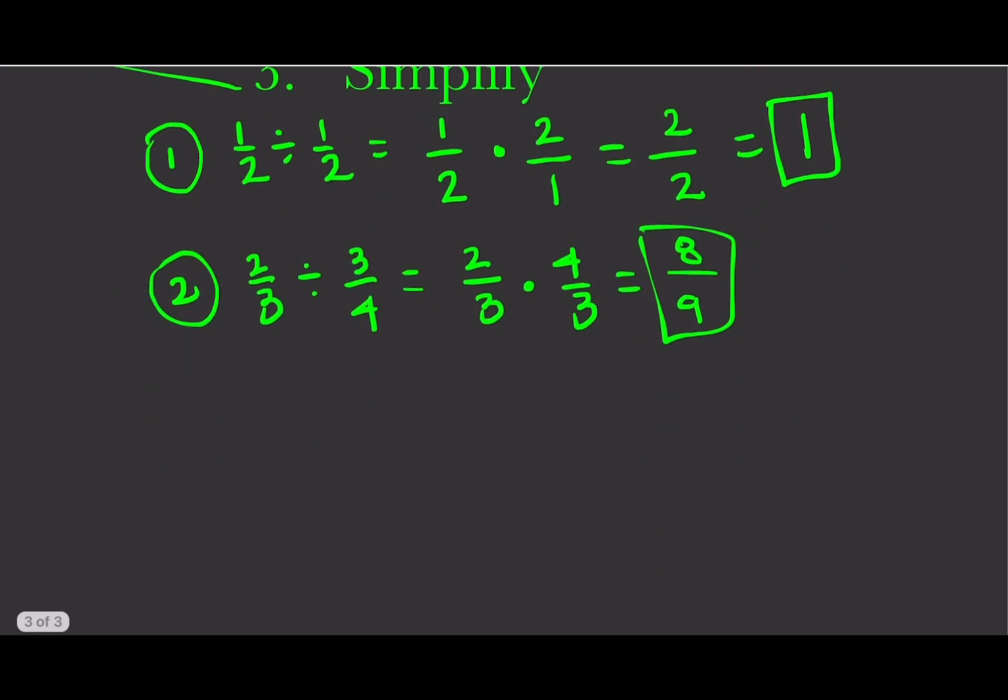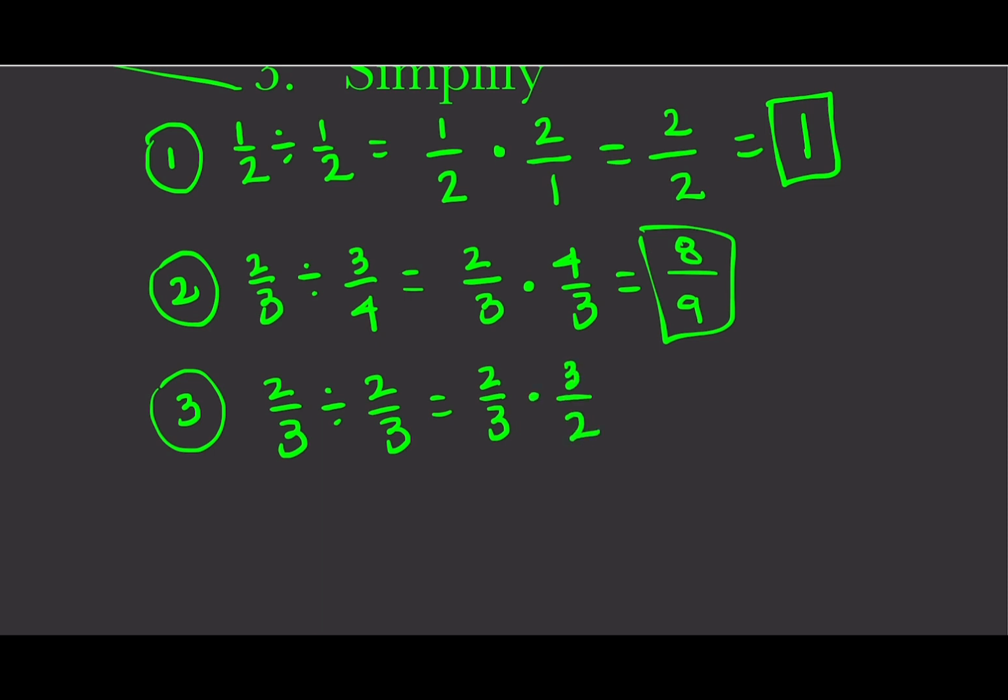Let's walk through one more example, and then I'll throw 2 up here for you to do on your own. 2/3 divided by 2/3, we're going to keep the same thing here. So keep, change, and change. Multiplying by the reciprocal. 2 times 3 is 6, and 3 times 2 is 6. This simplifies to 1.